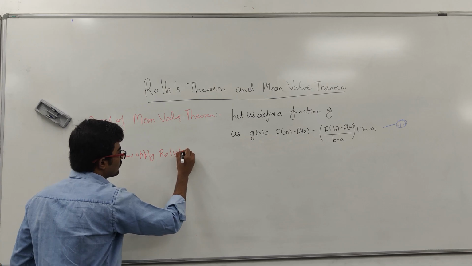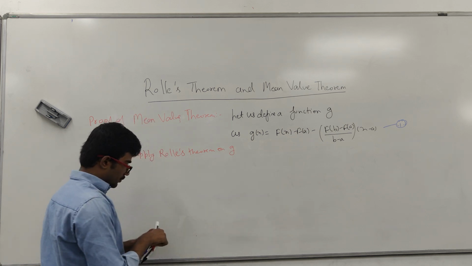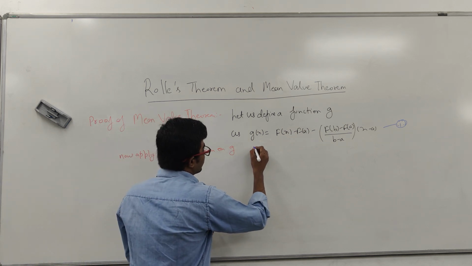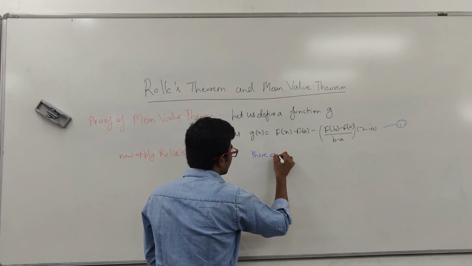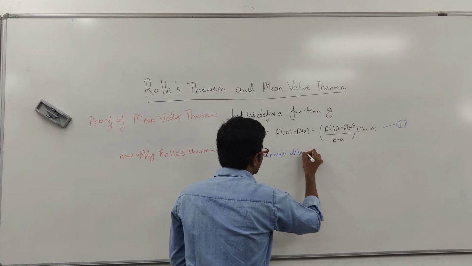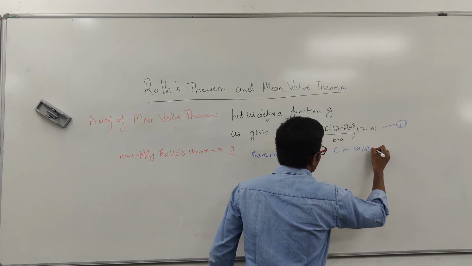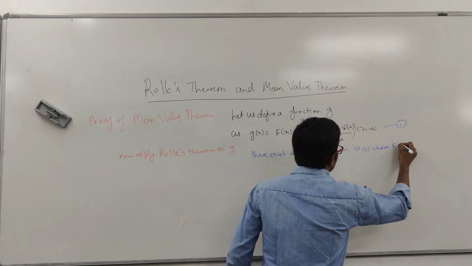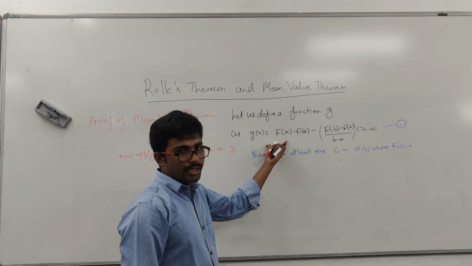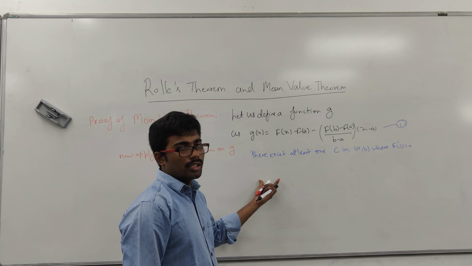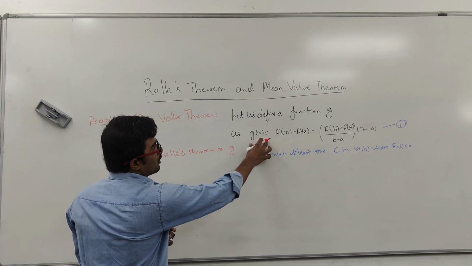Rolle's theorem on g. This means there exists at least one c in the open interval such that g'(c) equals 0. Now we will differentiate equation 1 with respect to x, then put x equals c and equate g'(c) equals 0.